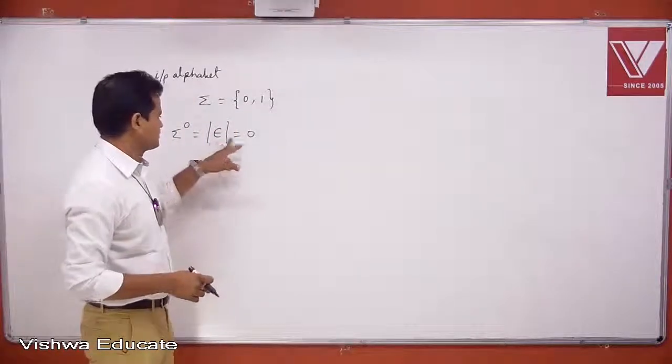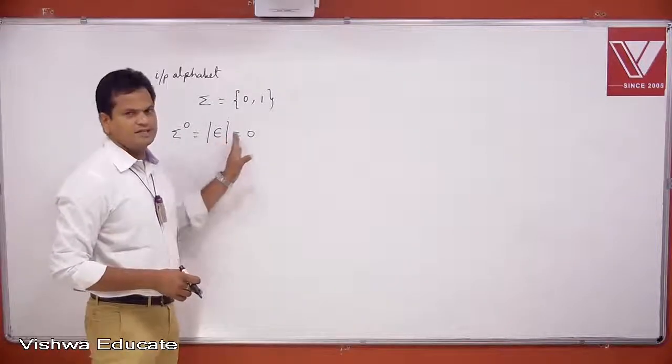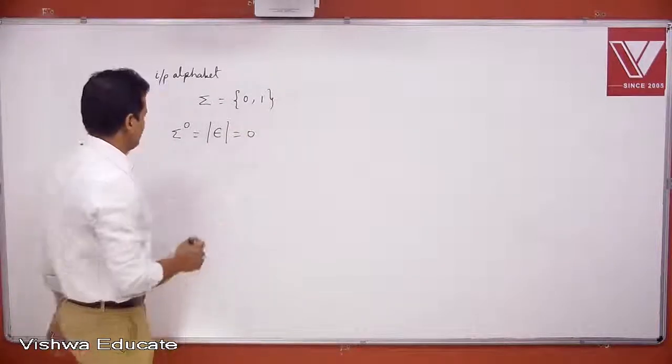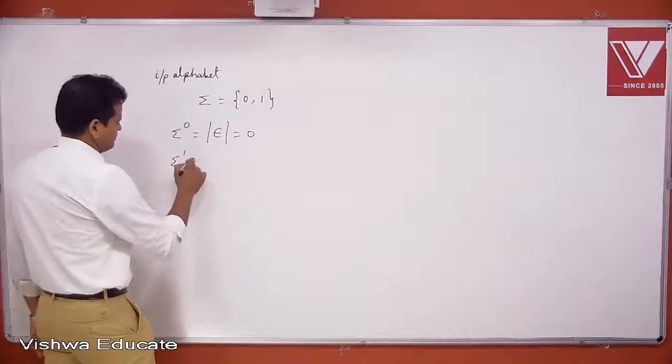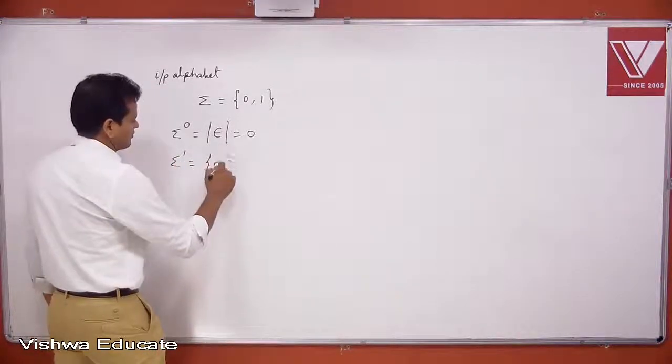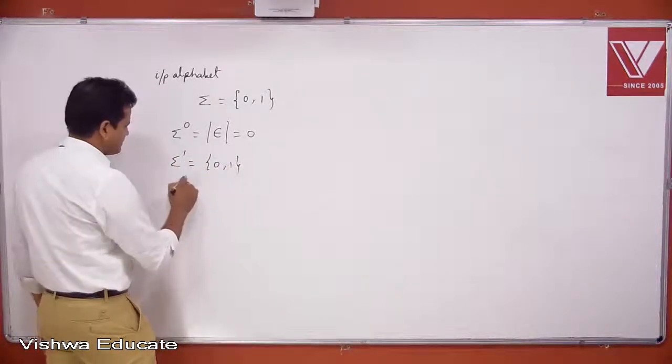A string of length 0 is a string over sigma. Now, what is sigma power 1? It is 0, 1. And what is sigma power 2?